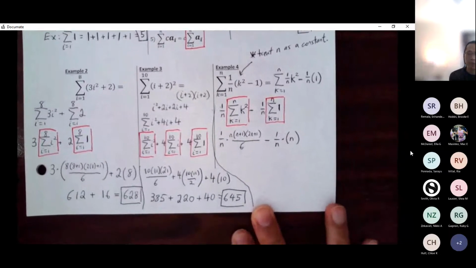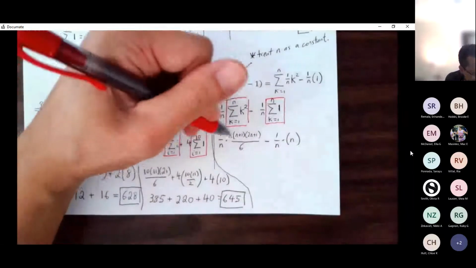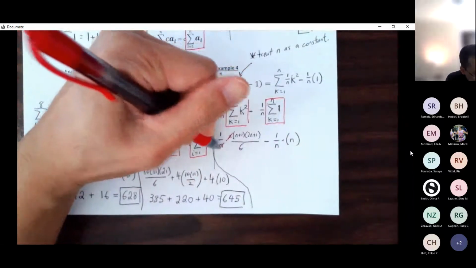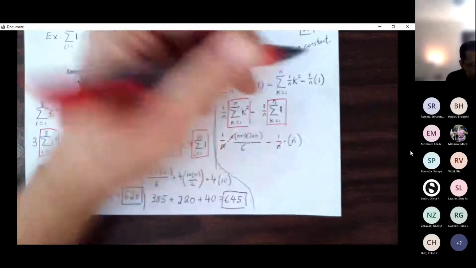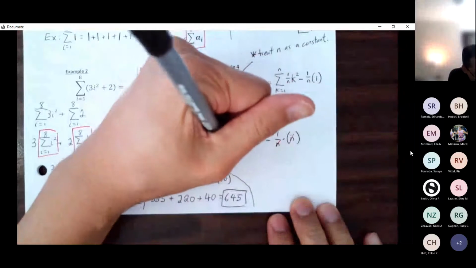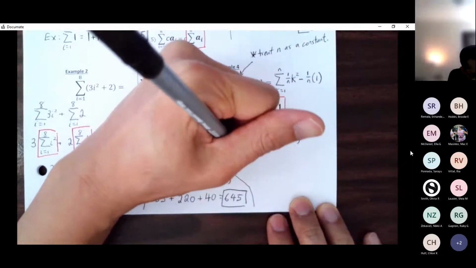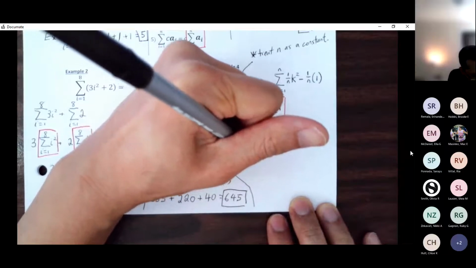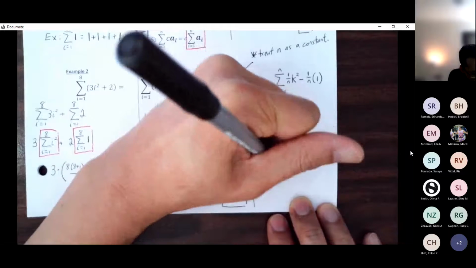Okay, let's do some cleanup here. All we're doing is combining terms that we can or cleaning up as we can. The n's can cancel out within this fraction. Within this fraction, the n's can cancel out. So we're left with n plus 1 times 2n plus 1, which is 2n squared plus 2n plus n plus 1, all over 6, minus 1.